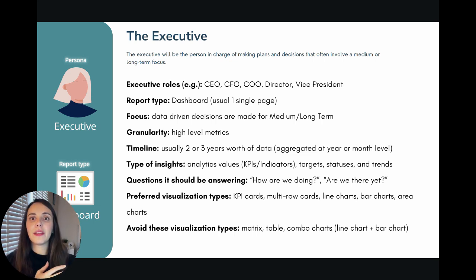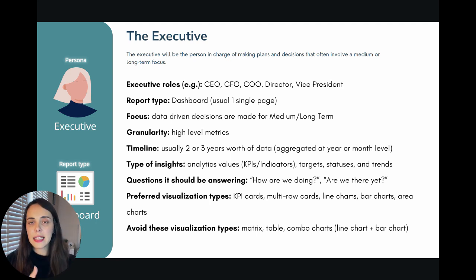But they do want it at an aggregated level, like year level or month level or country level or regional level. They don't want to go into the details and transactional kind of data and understand what exactly is happening with this little thing in this particular area. This is not the role of the executive usually.